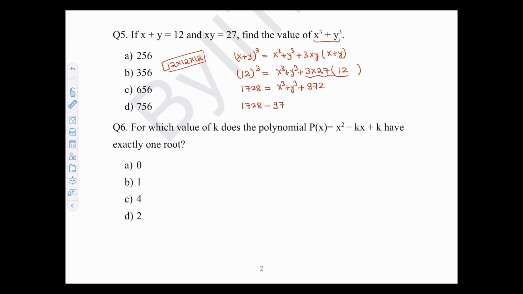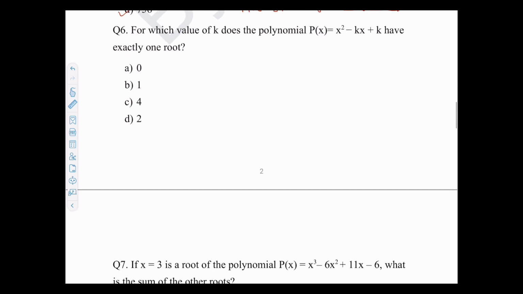So here I'll have to subtract 972 and this is equal to x cubed plus y cubed, which means the value of x cubed plus y cubed is equal to 1728 minus 972. And if you calculate that, you will get 756, which is option number D. Let's move ahead to question number 6. For which value of k does the polynomial p, which is equal to x squared minus kx plus k, have exactly one root?